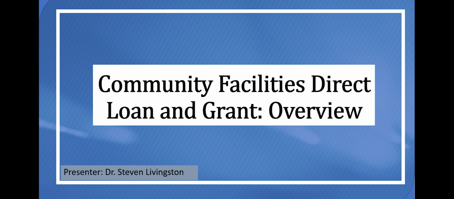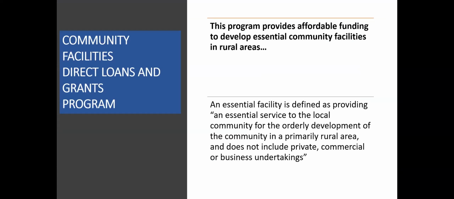Okay, so I want to give an overview of the program that we're going to be talking about today, focusing on who it's for and how you apply. This is the Community Facilities Direct Loans and Grants program. It's of particular interest to people in rural areas in Tennessee. And the stated purpose of the program is, as you see on the screen, to provide affordable funding to develop essential community facilities in rural areas.